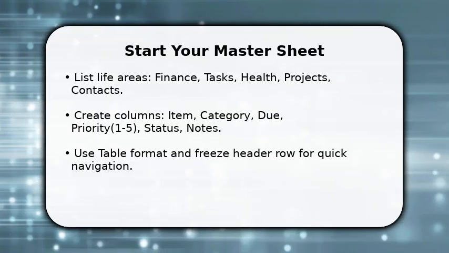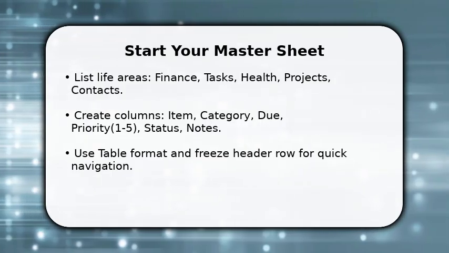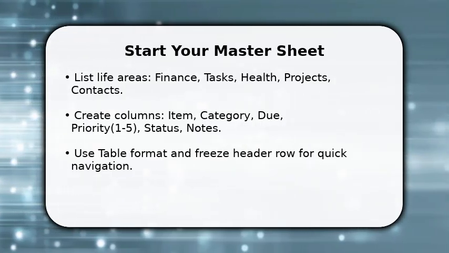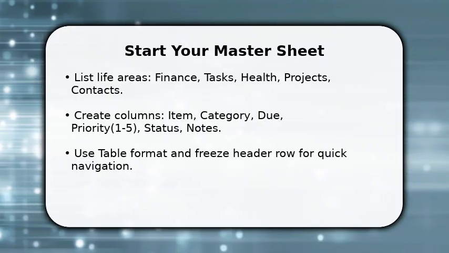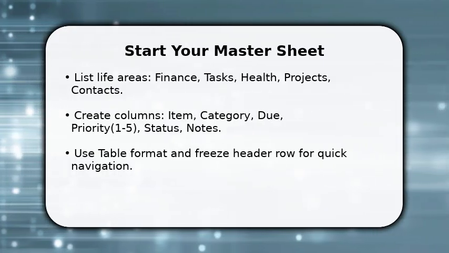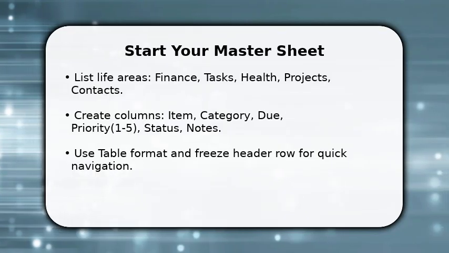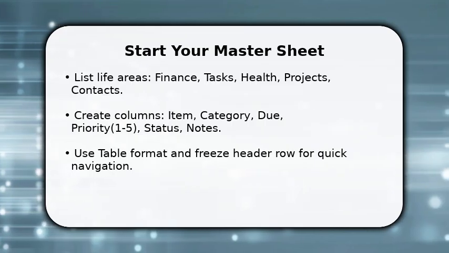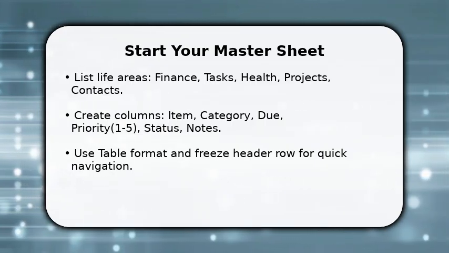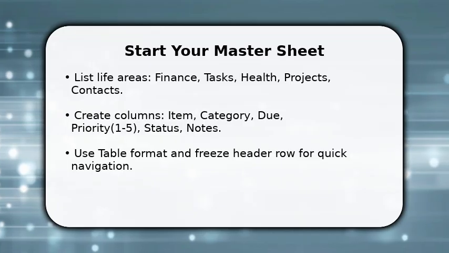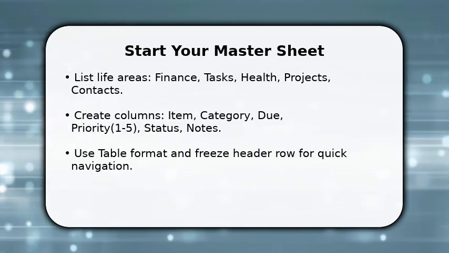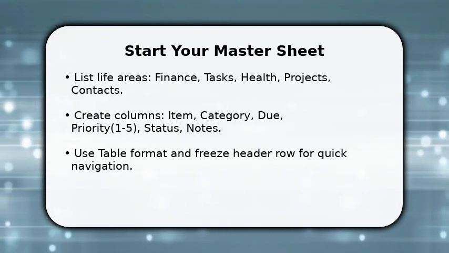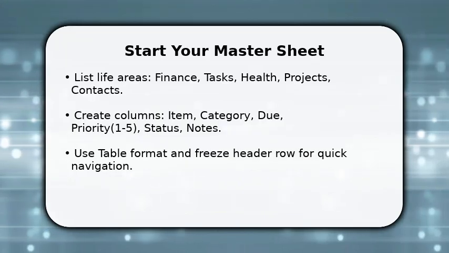You begin by making a single master sheet so everything has a home. First, list core life areas and create clear columns: item, category, due date, priority 1-5, status, and notes. Once done, convert the range to an Excel table and freeze the header row so you always see context. This is the foundation. It gives consistent structure and lets you filter later. Make sure to name the table and save a template so future lists follow the same logic.